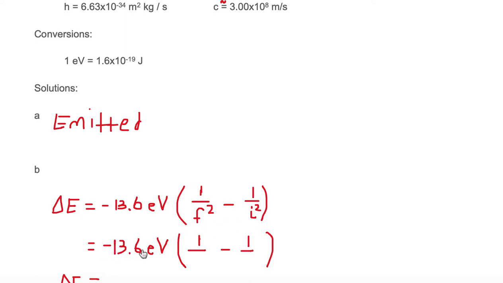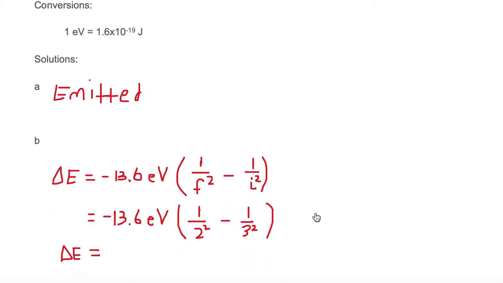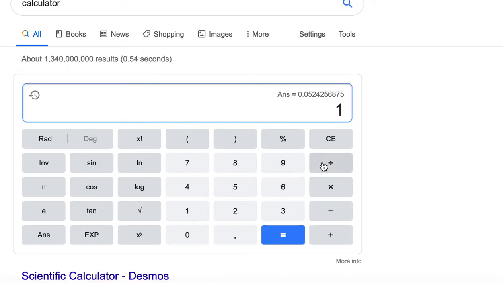We carry the minus 13.6 eV down, and the final state is 2 squared. We end up in level 2, but we start out in level 3. So we just put in 2 for F, and we put in 3 for I, and now we need to calculate this out. 2 squared is 4, 3 squared is 9, so we have 1 divided by 4 minus 1 divided by 9. Let's start with that calculation first. We go to our Google calculator and we type in 1 divided by 4 minus parentheses 1 divided by 9, close parentheses, equals.